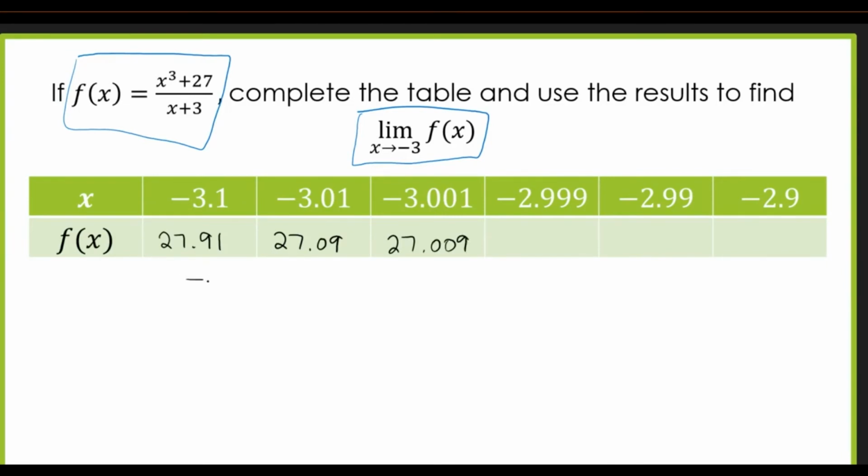So as we get closer and closer to -3 from the negative direction, it looks like our function values are getting closer and closer to 27. So we could say the limit as x approaches -3 from the left of our function f of x is equal to 27.